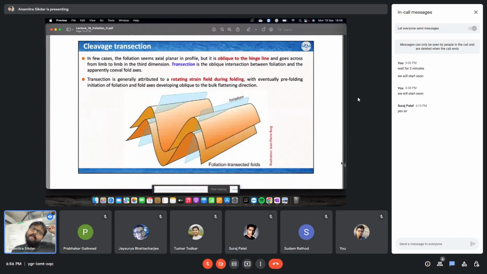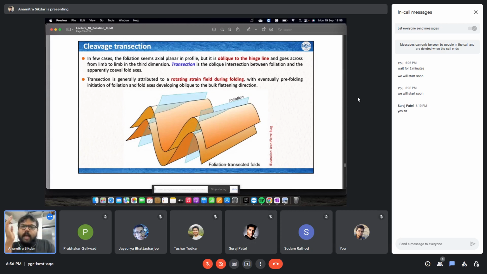See, the foliation, what does happen with the foliation when you have, say for example, suppose in the field you are seeing this beautiful fold. It is not necessarily true that the foliation will always be parallel to the axial plane of the fold. Do you know what is the axial plane of the fold? So this is a fold, so this will be the axial plane.